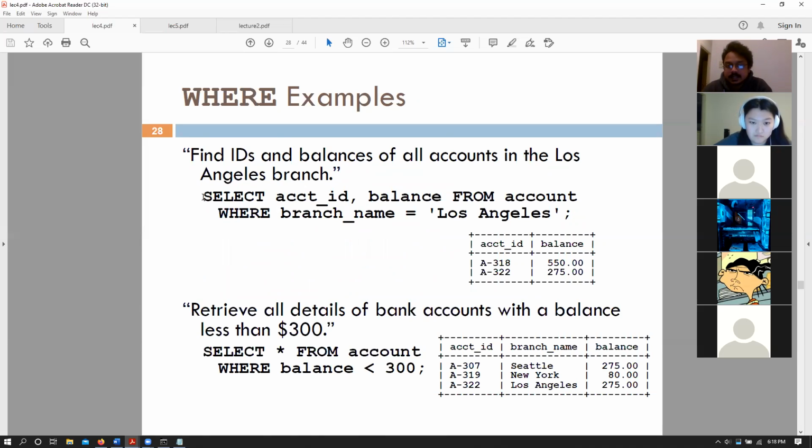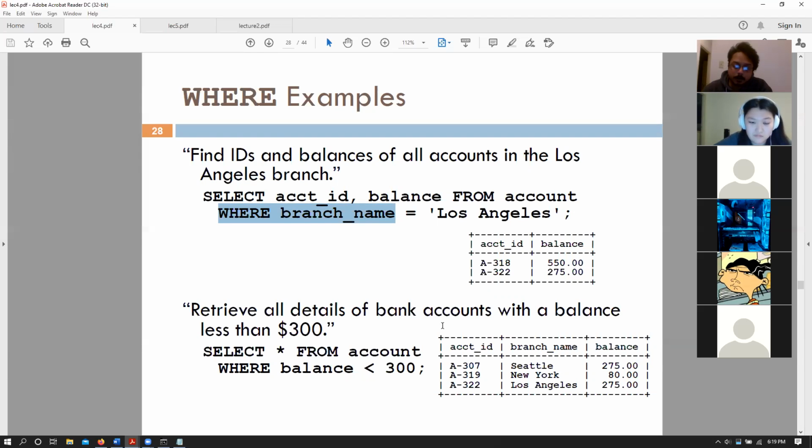So for that, we can say get me all IDs. So select account ID and balances. So you select account ID and balance from account where, since it has to be from the Los Angeles branch, where branch name equals to Los Angeles, right?